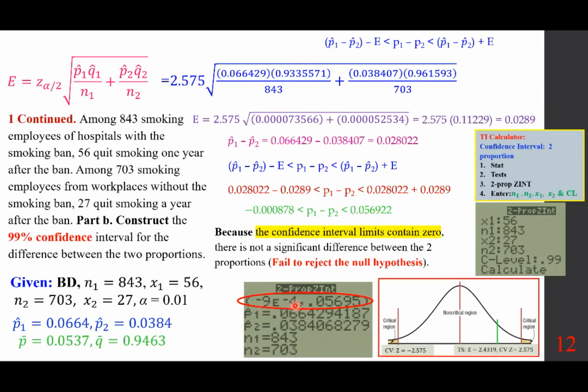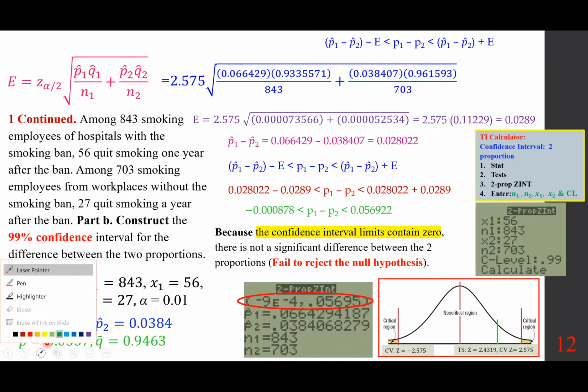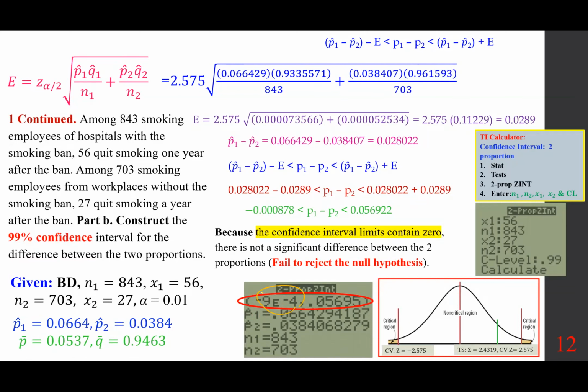Now, negative 9 E minus 4, that means negative 9 times 10 to the power of minus 4, which makes it minus 0.0009. So this, you should be able to represent it as a decimal. Minus 9 times 10 to the power of minus 4. Let me write that. That's the meaning of it. This number, as you can see, they're almost identical. If you were to round it right here, it becomes the same.